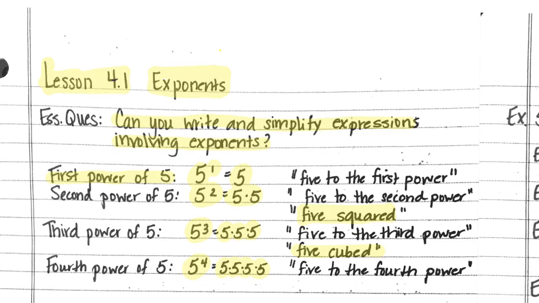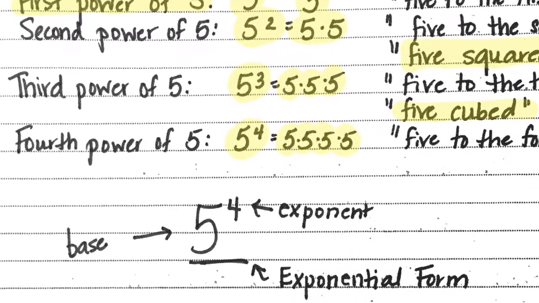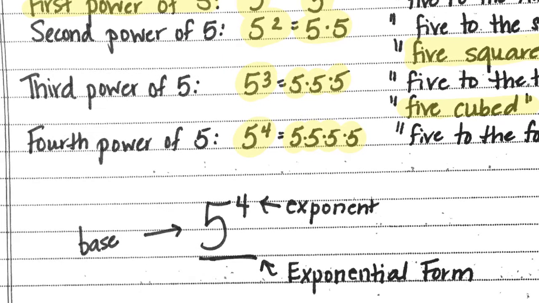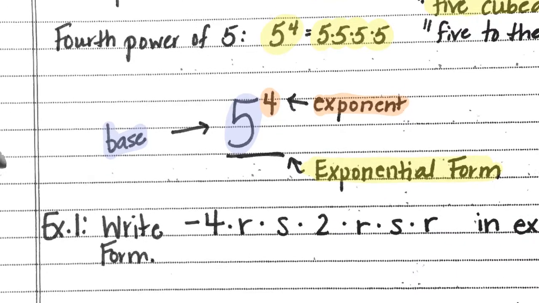Let's talk about some other things that you probably learned in middle school. We know the big number 5 is called the base. So the base is 5. You probably know that the 4 would be called the exponent. And this whole thing is called exponential form. So we're going to start really easy by just multiplying.